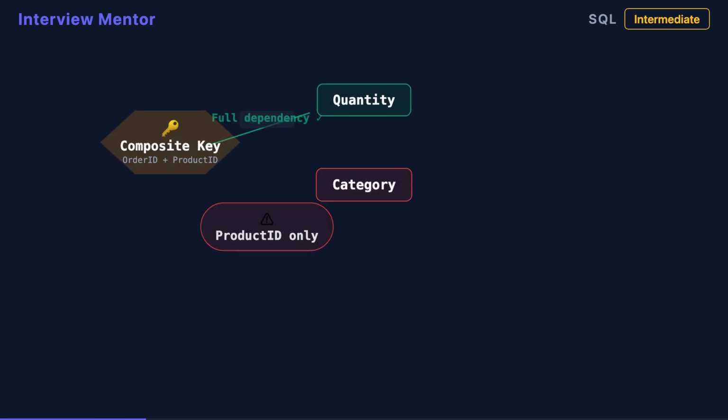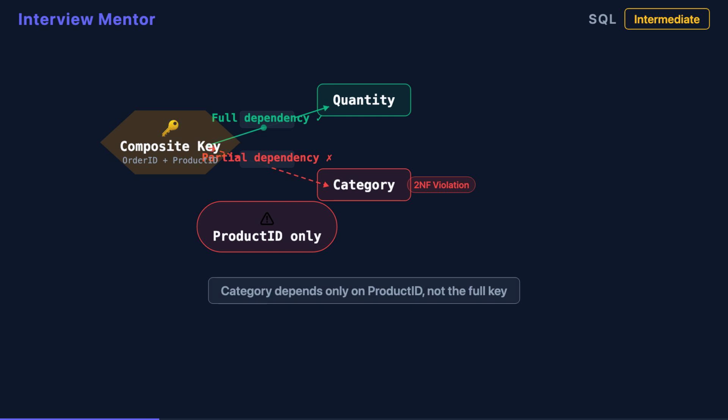Second normal form eliminates partial dependencies. This means every non-key attribute must depend on the entire primary key, not just part of it. This issue only exists when you have a composite key made of multiple columns. If an attribute depends on just one column of that composite key, it violates 2NF. The solution is to split the table so each non-key attribute depends on the full key.